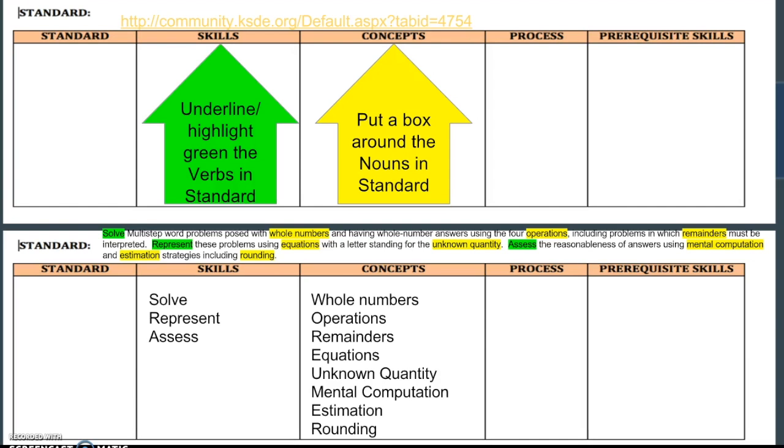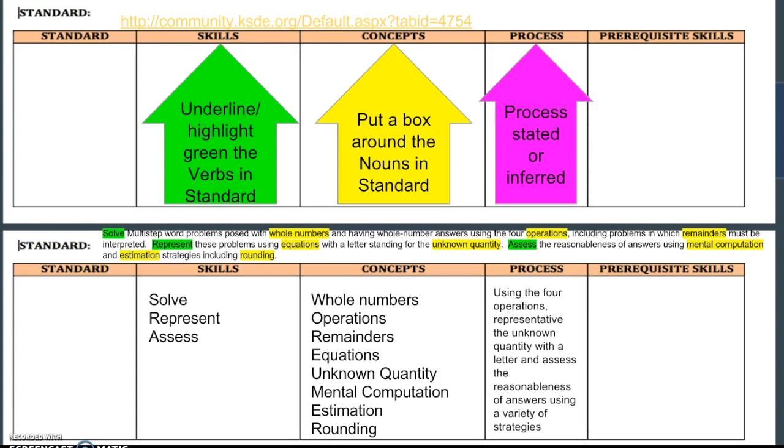So we'll list those under concepts. So concepts equals nouns in our standard. Then the process that's stated or inferred. Sometimes it's stated and literally sometimes you have to infer it. This is what we would just write in the process box. So the process is kind of the how.